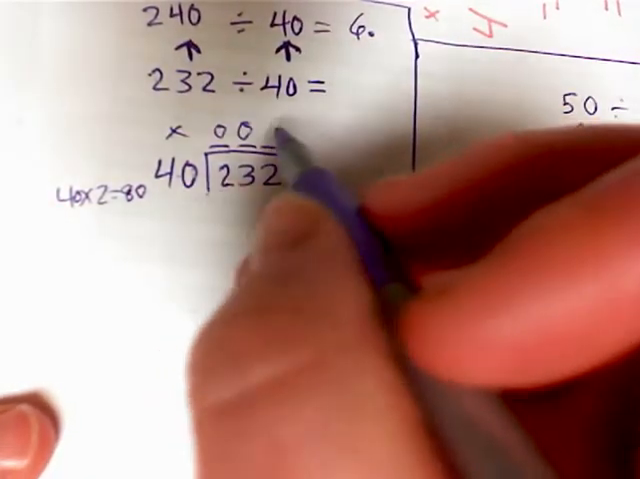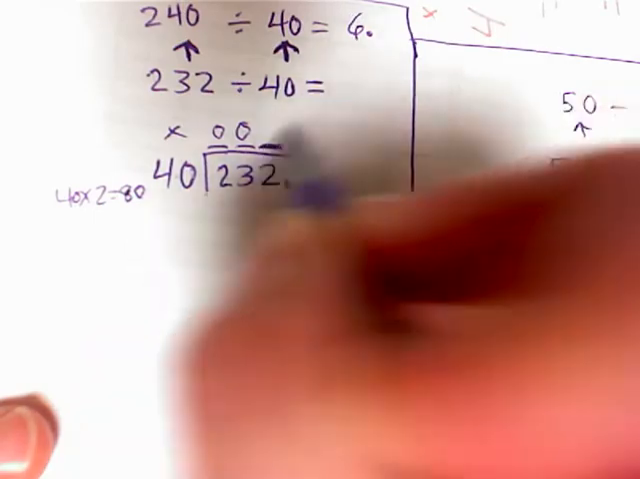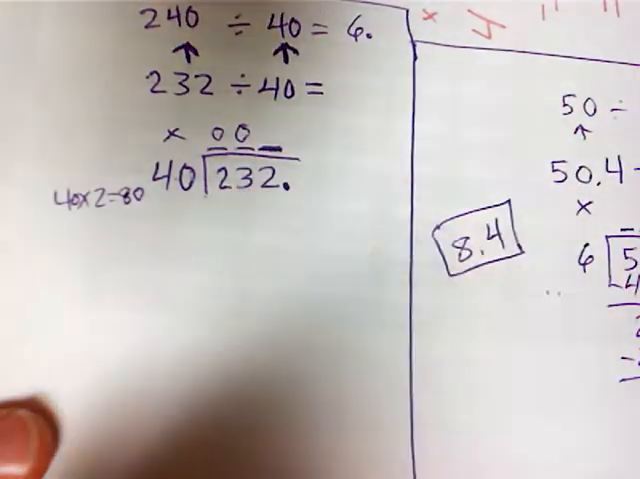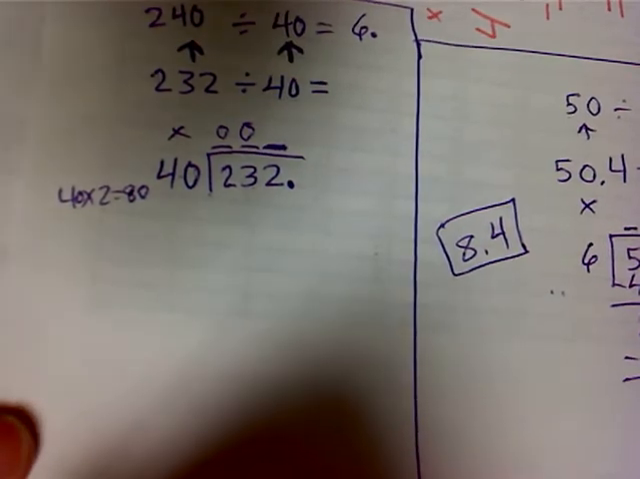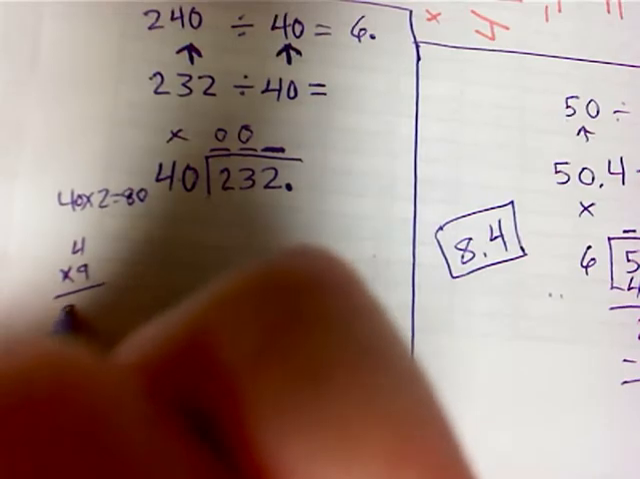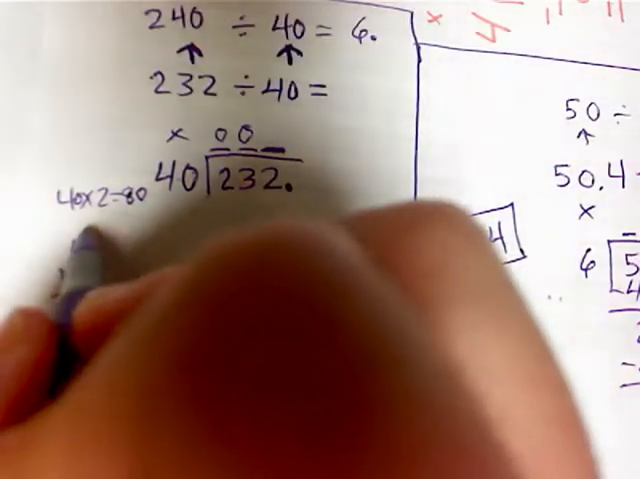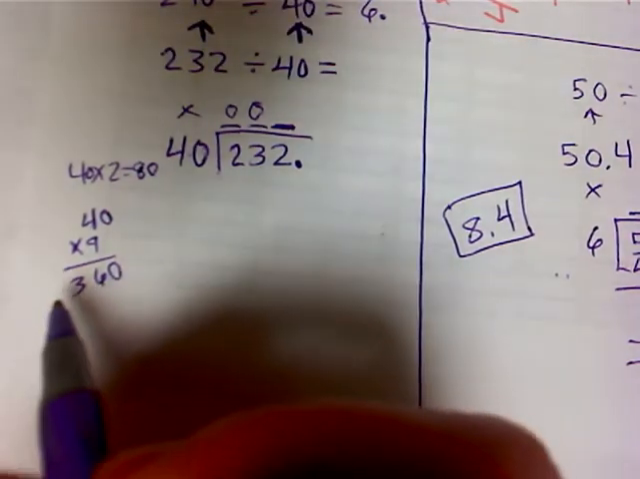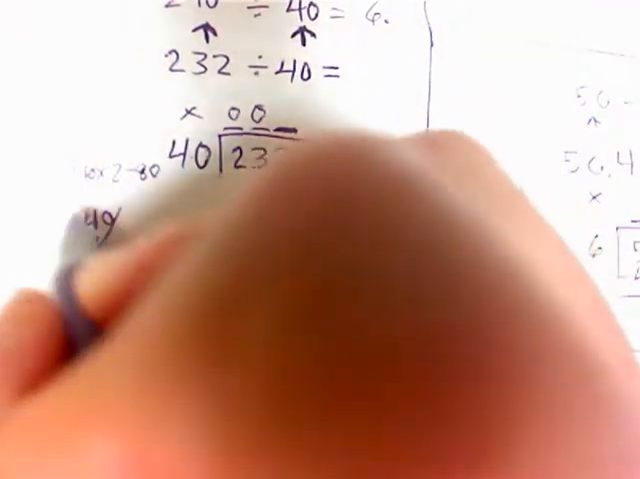So keep in mind, guys, we can't put anything bigger than a 10 right here, or a 9 right here, because I can't fit a 1 and a 0 in one spot. So the most that I could do would be a 9. So if I do 4 times 9, that's 36. And if I make it 40, that's going to be 360. So that's too high.